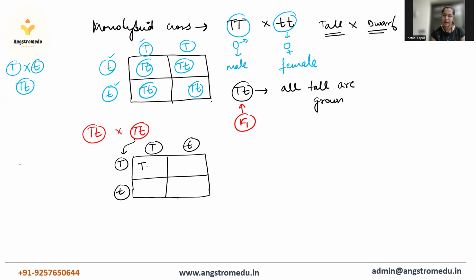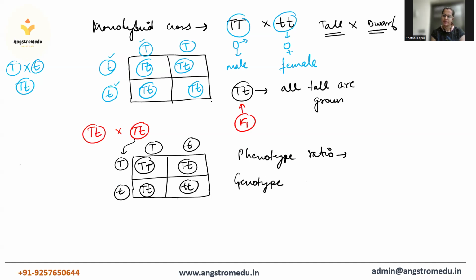Capital T capital T is capital T. Capital T small t is capital T small t. Capital T small t is capital T small t. And this is small t and small t. Very, very important. So let us now write it as the phenotypic ratio. This question is usually asked. And let us write down the genotypic ratio. Okay, I hope that these are clear to you.